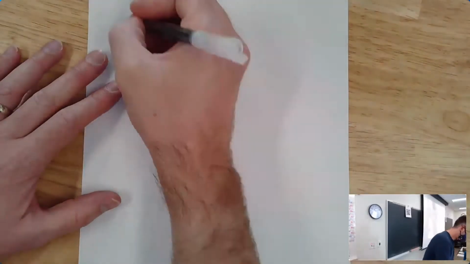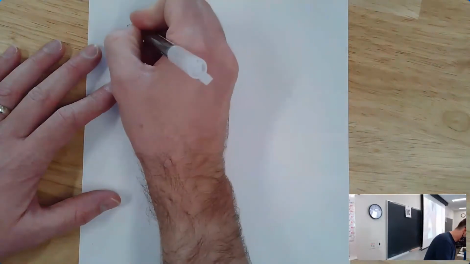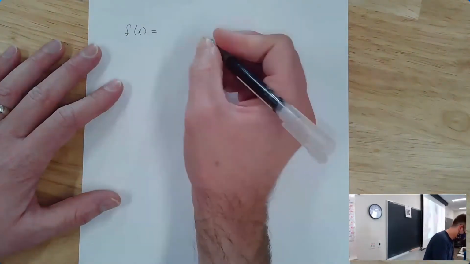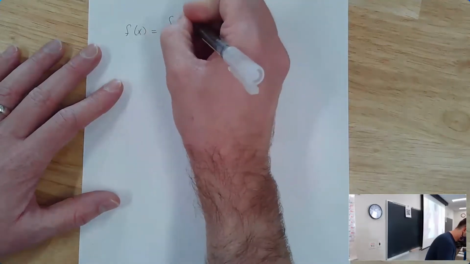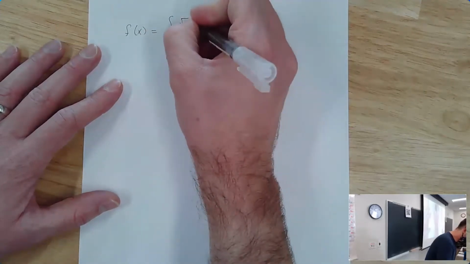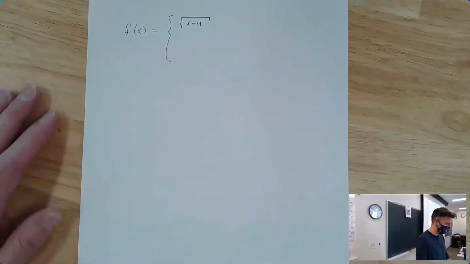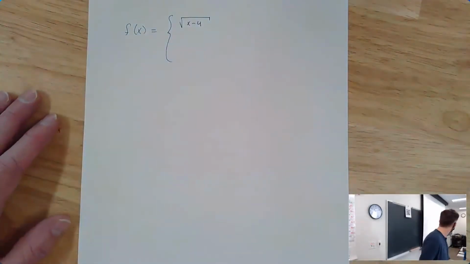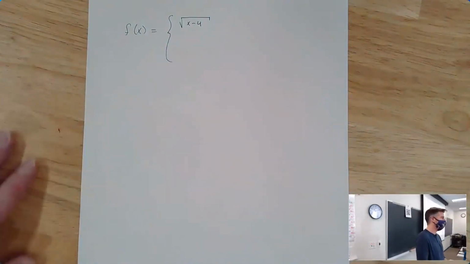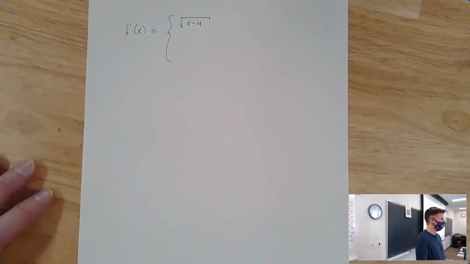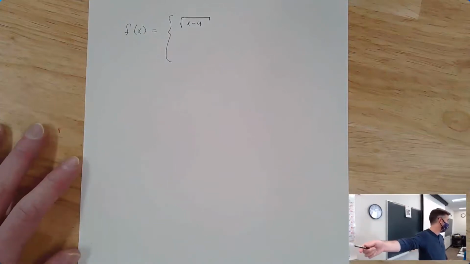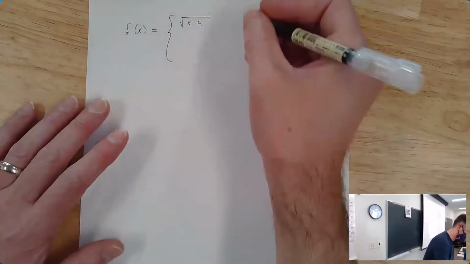So let's say we want to graph this piecewise function. X equal to the square root of x minus 4. Oh, that's a bad start, James. Why is it a bad start? Well, because I want it to be all the way to the left, but square root of x minus 4 doesn't go all the way to the left. That's okay. We'll deal with it.